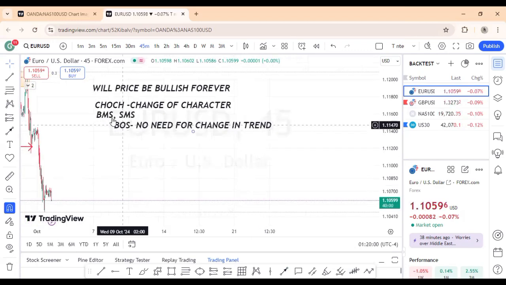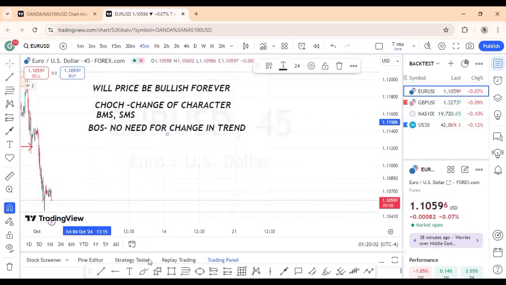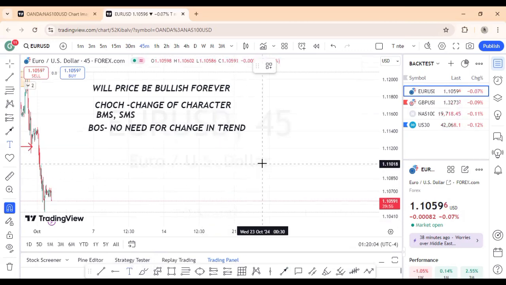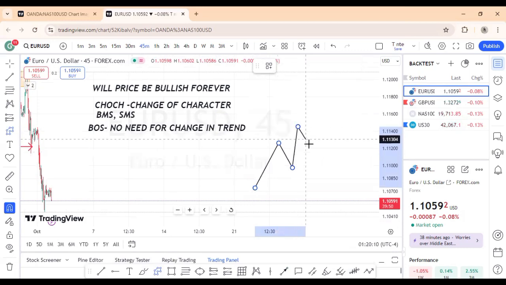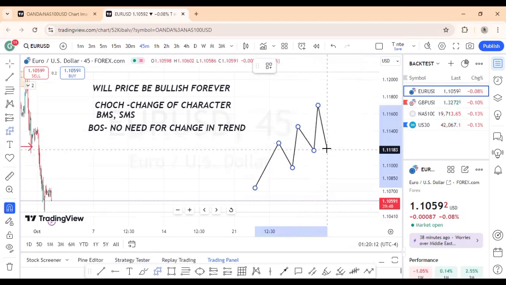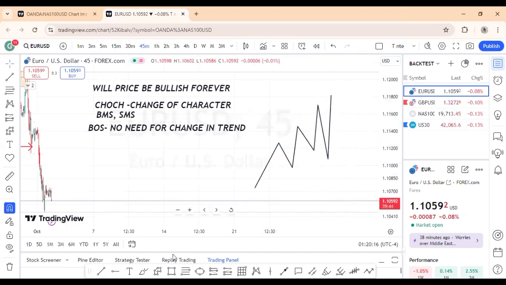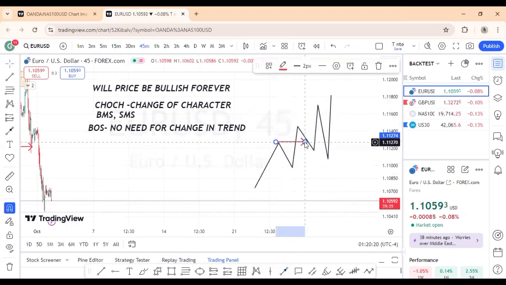So let us explain the difference between BOS and SMS. Now, when the market is bullish, what do we see? Price makes a new high. You know, it takes a liquidity and then makes a new high. Now, what is the BOS? This is BOS.